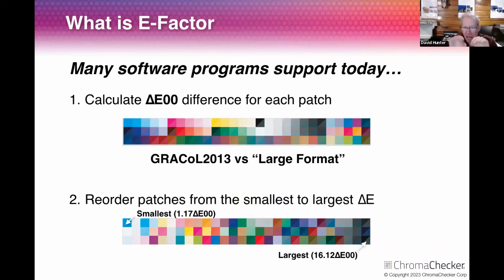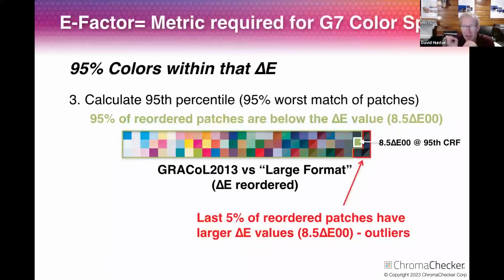And then the software stack ranks them from lowest delta E to highest delta E. And the 95th percent difference, which for an 84 patch target is the 5th worst patch, that 5th worst patch becomes the E factor. And in this case, it's an 8.5 E factor. So the 95th percent worst patch is 8.5. That becomes the relative difference between how my large format device is imaging color versus, let's say, GRACoL.